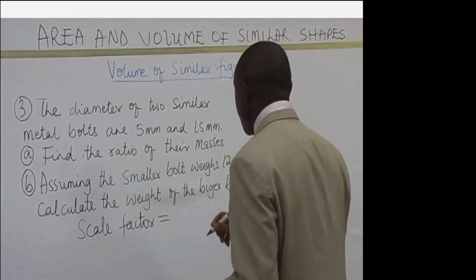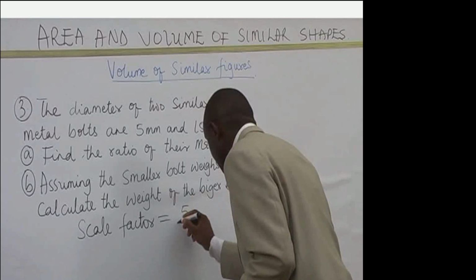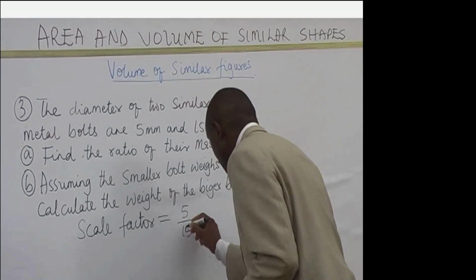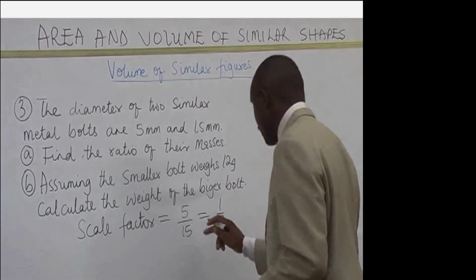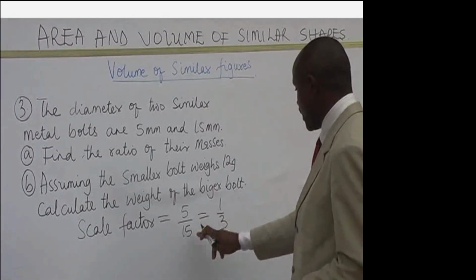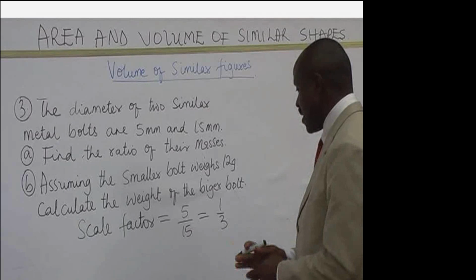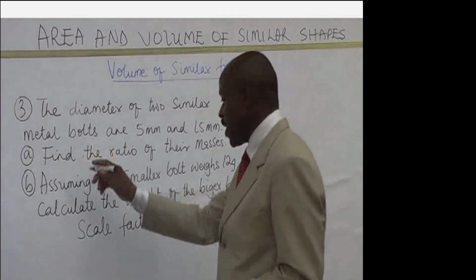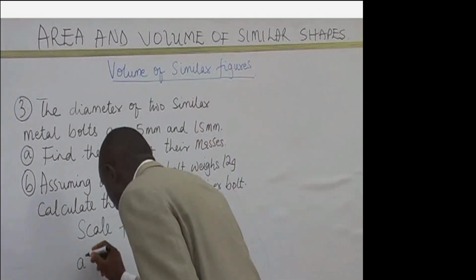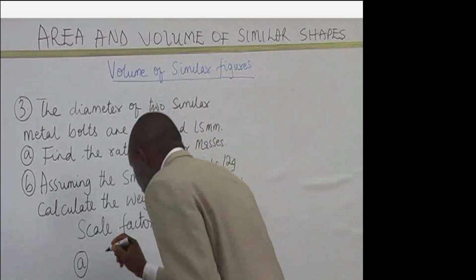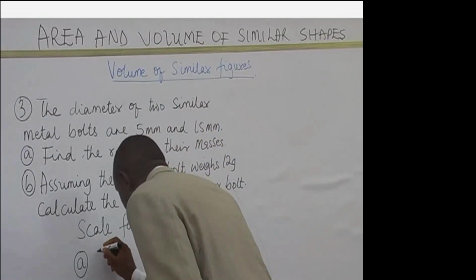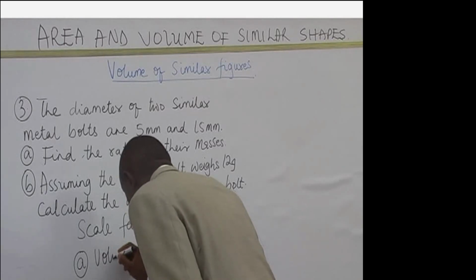Scale factor is going to be 5 all over 15, which is giving you 1 all over 3. 5 divided by itself is 1. 15 divided by 5 is 3. Now, question number A is asking for the volume factor, or ratio of volume. So, volume factor now.